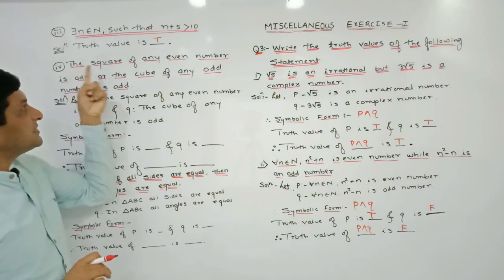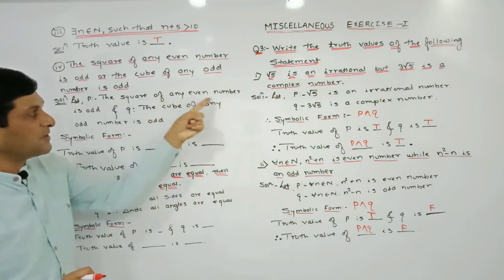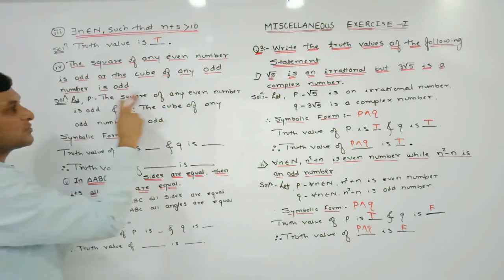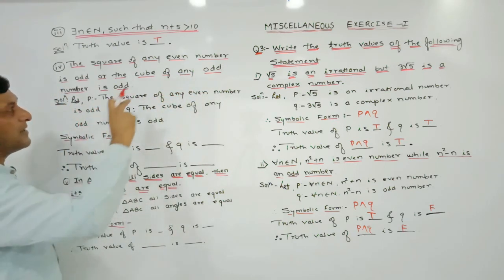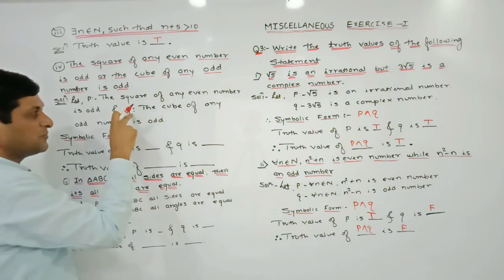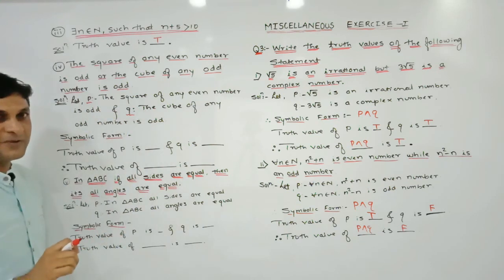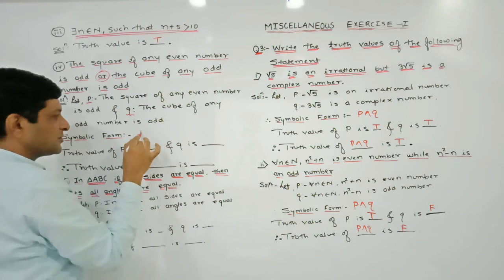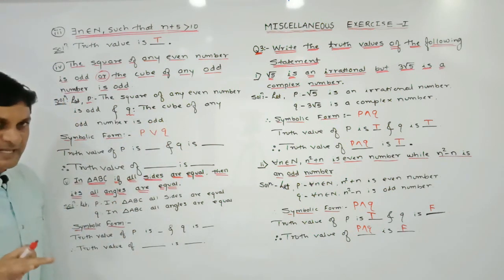What is the statement? The square of any even number is odd. We have denoted it by P. And what is the second part? The cube of any odd number is odd. That part we have denoted by Q. Means first part we have denoted by P, and second part we have denoted by Q. And these two parts are connected by OR. So that's why we can say that P or Q will be the symbolical representation.